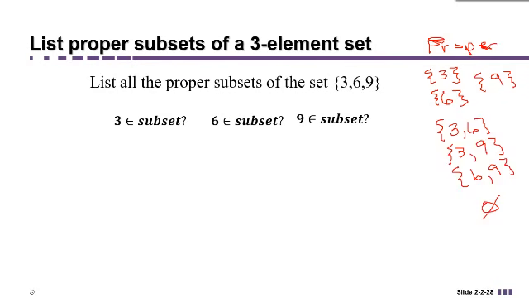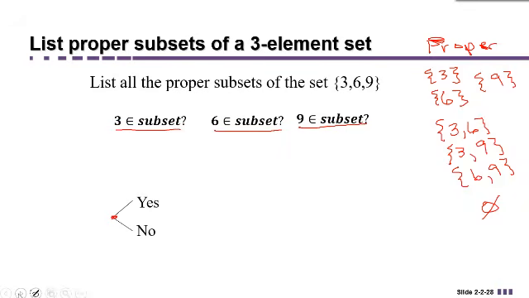So what you would do is you'd make 3 columns. One column would represent the question, is 3 an element of the subset? Another column would represent the question, is 6 an element of the subset? And another one would represent, is 9 an element of the subset? Okay, for each question, there's 2 possible answers. We're going to start with the first question, is 3 in the subset? So there's 2 possibilities. Either yes, we are including 3, or no, we're not.